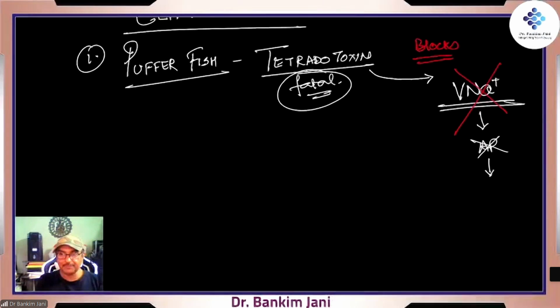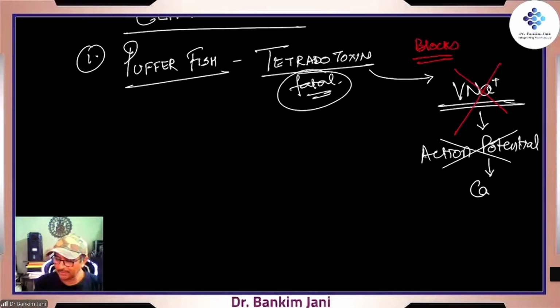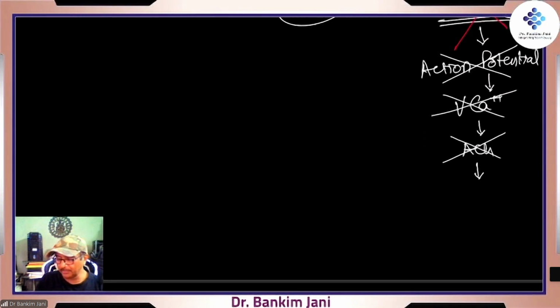But this puffer fish, say AP is action potential. I'll write it so that there is no action potential, right? If no action potential, then those voltage gated calcium channels won't be opened. And if not that, then acetylcholine won't be released. If that is not released, there would be no muscular contraction. And which muscles?